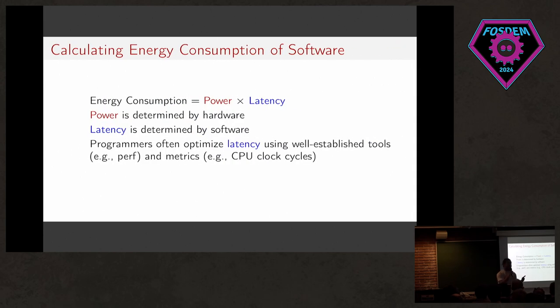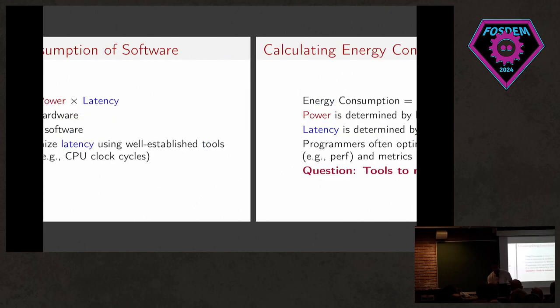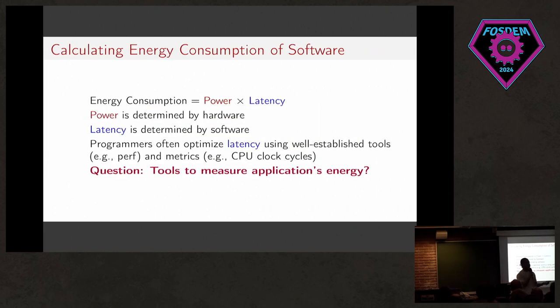Programmers often measure latency using well-established tools. I'm guessing many of you would be familiar with Linux Perf, or you would have timed your own software using wall clock time, using CPU clock cycles, right? Now, these are well-established metrics and well-established tools to quantify your latency. What if I ask you, do you know of any tools to calculate your application's energy? What comes to your mind when I pose this question to you? How would you calculate your application's energy consumption?